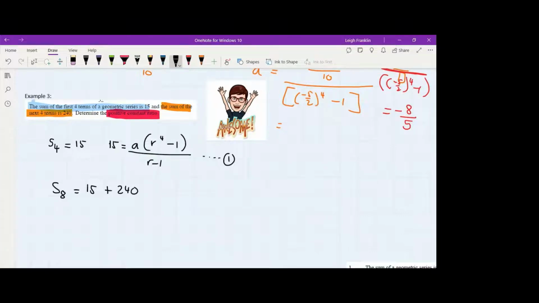Does that make sense to everybody? So in fact, the sum to 8 is 255. Are there any questions? Does that make sense? So now what I could do is make another equation. 255 is a(r to the power of 8 minus 1) over r minus 1. And that could be equation number 2.